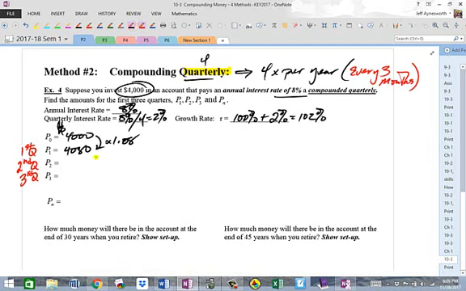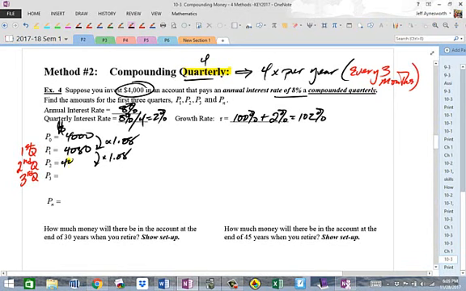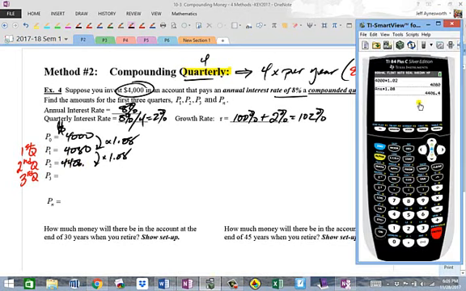So let's keep on doing this. Let's multiply it by the growth rate again. Let's see what happens. So times 1.08, and we get $4,406.40. You have to round it to the nearest penny. So we didn't have to round right there. It's just 0.40, it's the same thing.